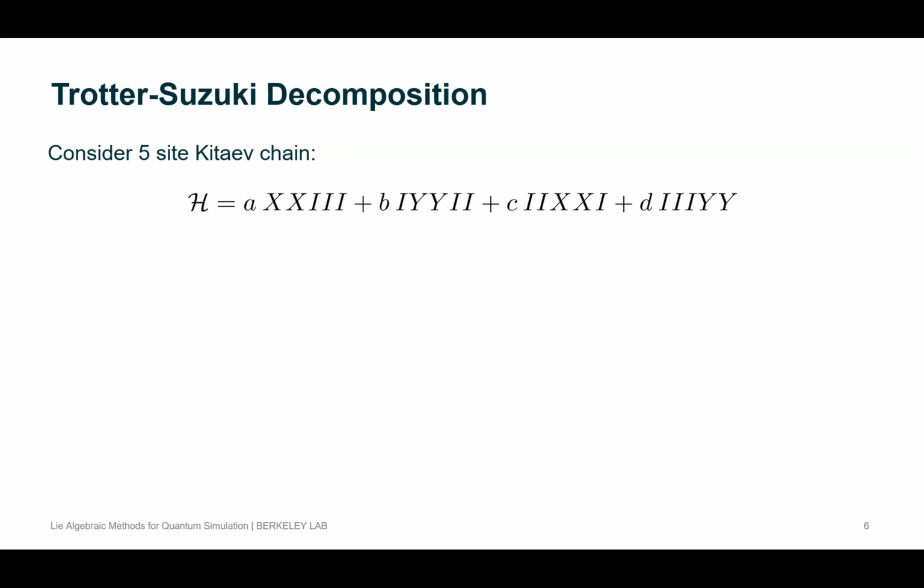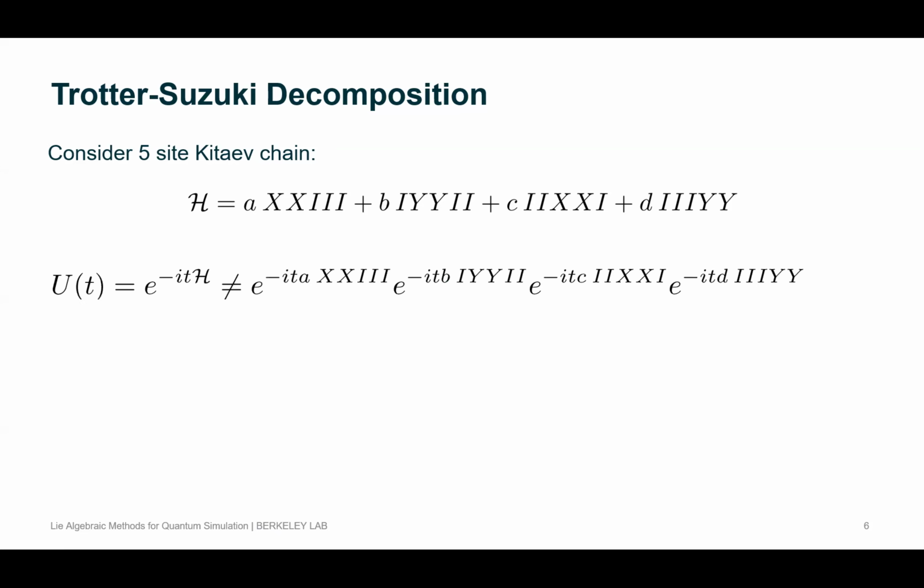For that, let us consider a 5-site spin chain. These are not Roman numerals, this is not 23. This is an XX interaction between spin 1 and spin 2, and then these are identities. This is some notation that is easy for us to use. And then this one is a YY interaction between qubits 2 and 3, and then you know the drill. A, B, C, D are basically some real numbers. I just kept them arbitrary to show how generic this method is.